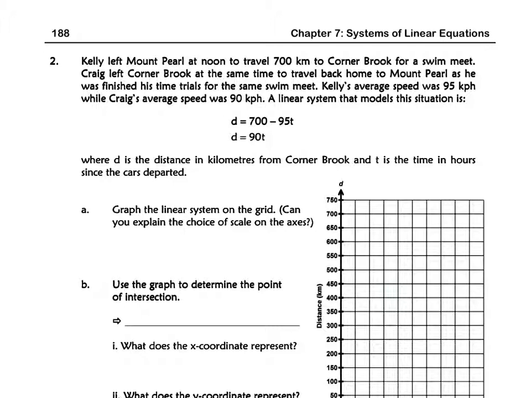So Kelly's equation would probably be the first one because her distance is 700 kilometers at the start. When time is 0, she would be 700 kilometers away from Corner Brook, which is her starting point, and that would be the equation d equals 700 minus 95t. Whereas Craig is starting from Corner Brook, so his distance from Corner Brook will be 0 at time 0. So the first would represent Kelly's, and this one should represent Craig's.